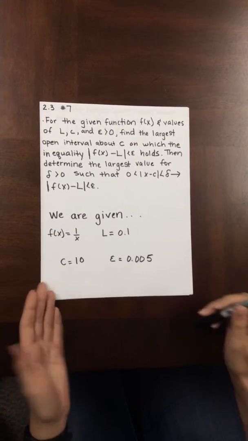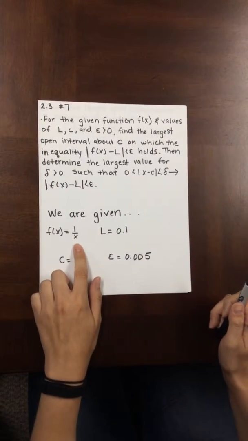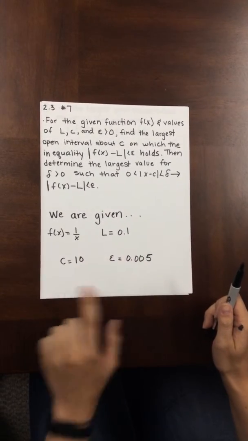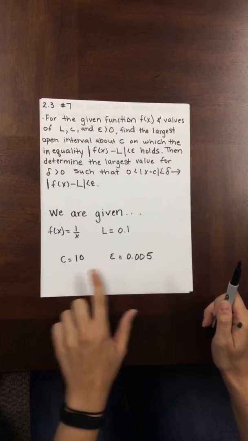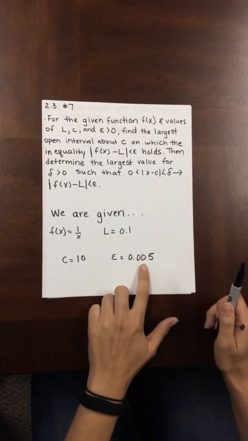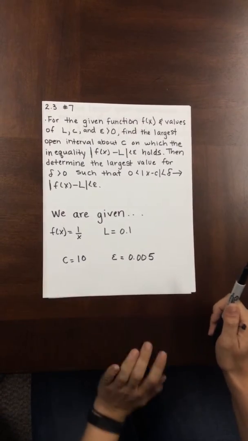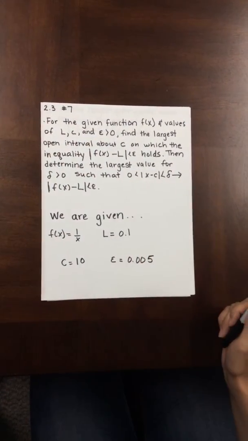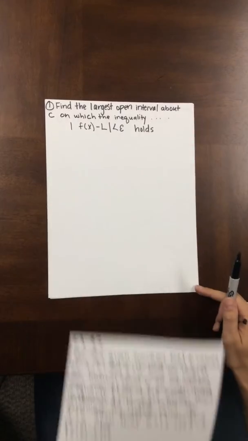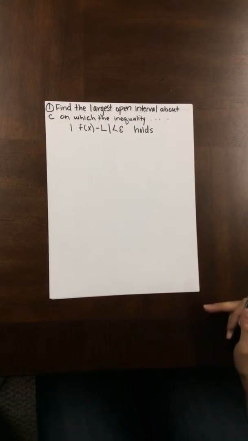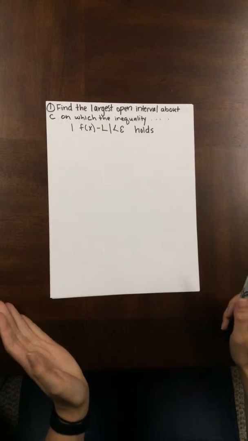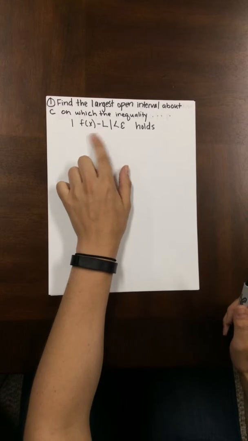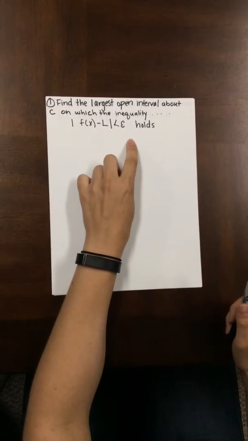So we are also given with this problem, f of x is equal to 1 over x. The limit L is equal to 0.1, C is 10, and epsilon is 0.005. And if you notice, in this problem we have two parts. We have this part up here and then the other, so I broke it up into two sections. The first part asks us to find the largest open interval about C on which the inequality absolute value of f of x minus L less than epsilon holds.